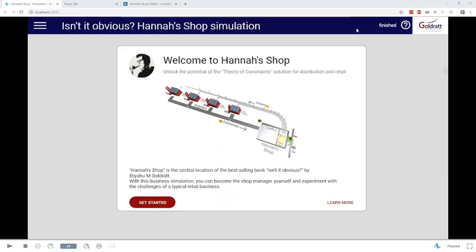So Ben is going to take us through a demonstration to show you how a simulation tool like Hannah's shop can help managers facing the tough decisions about, for example, what products to carry and what's the best rules to manage, and how we could use the simulation to quite accurately predict the impact of choosing one product over another or choosing one rule over another. So I'll hand over to Ben now.